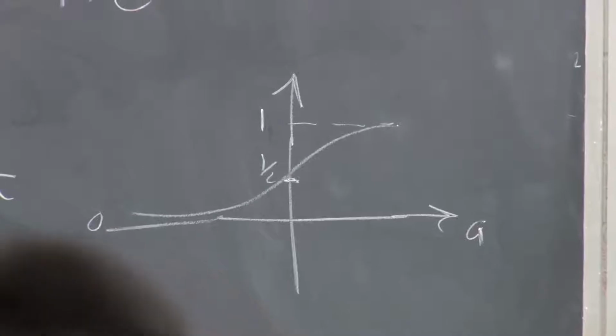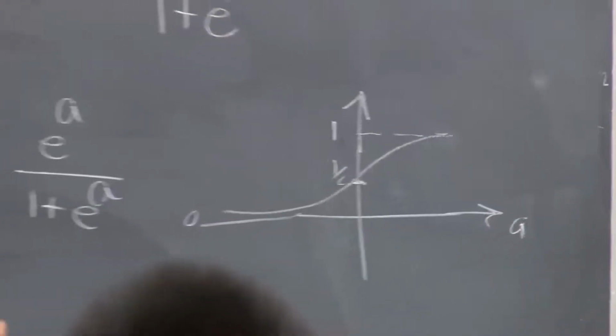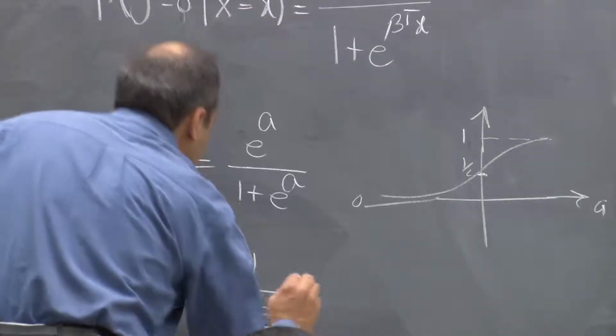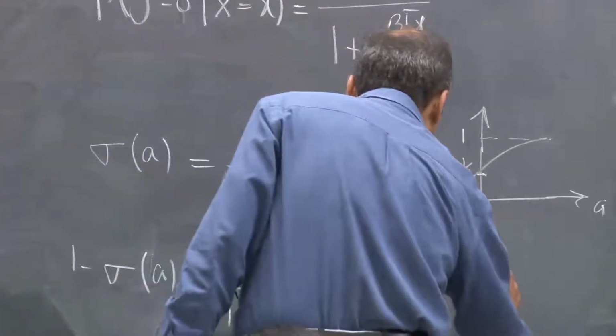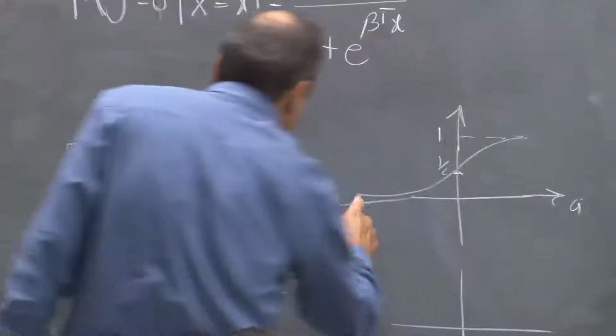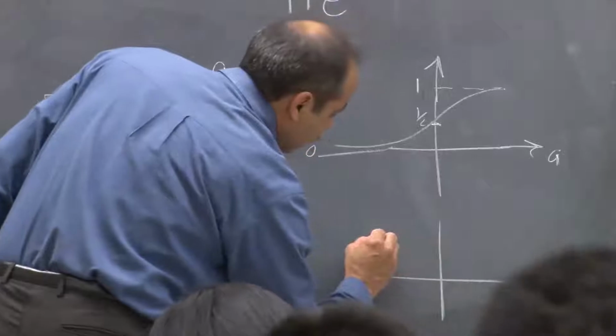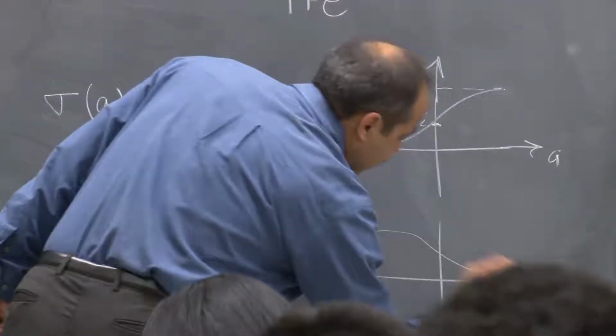And 1 minus this function is just the complement of this function. So whenever it's 0, that would be 1. When it is 1, it's going to be 0. So it has this form.